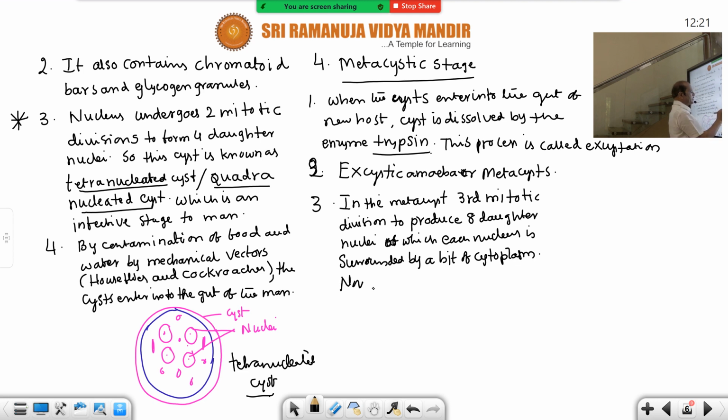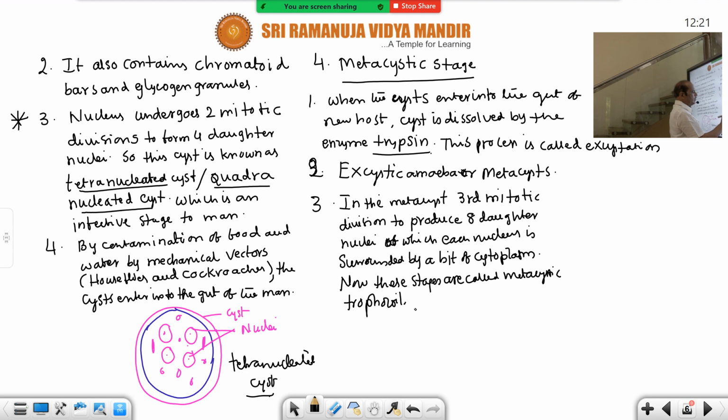Now these stages are called metacystic trophozoites. You say it like that. These are called metacystic trophozoites.